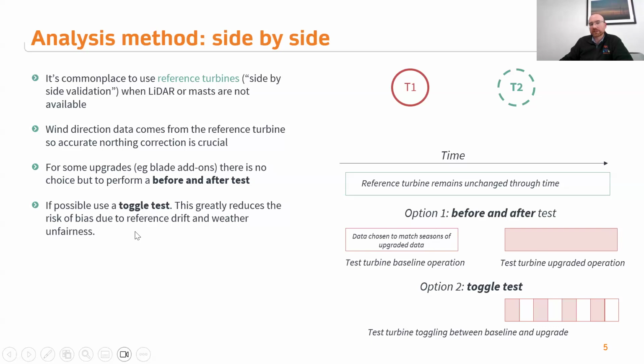We like toggle tests where we can do that though. So if you have a software or controller upgrade, you can turn the upgrade on and off at short intervals, and that greatly reduces your risk of bias due to things like the reference turbine changing over time in ways that you don't have knowledge of. Or there's a general category of bias which I call weather unfairness. So you might have had a lot more stable conditions, or higher temperatures, or different air density or whatever have you. By toggling, you make the weather much more equal for the two data sets.